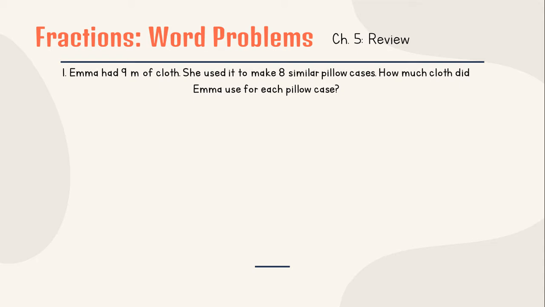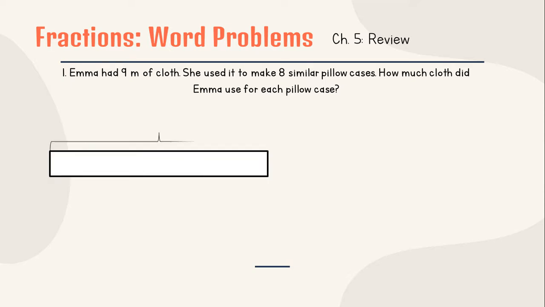Emma had 9 meters of cloth. She used it to make 8 similar pillowcases. So how much cloth did Emma use for each pillowcase? So it's kind of easy. At first, Emma had 9 meters and she will use it for 8 similar pillowcases. So it will be divided by 8.